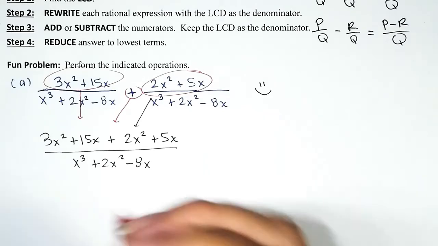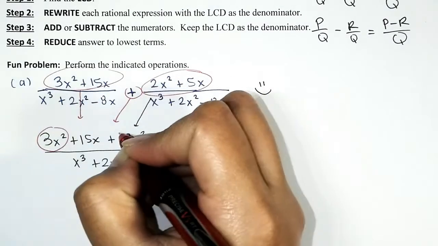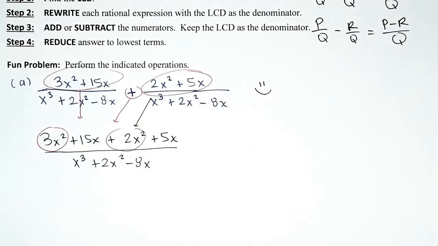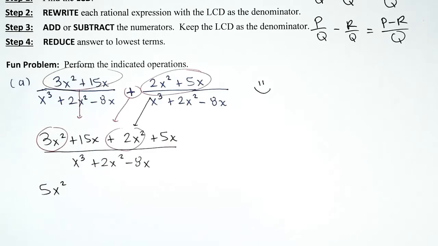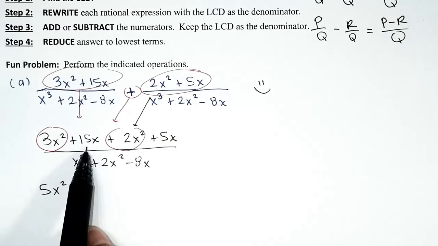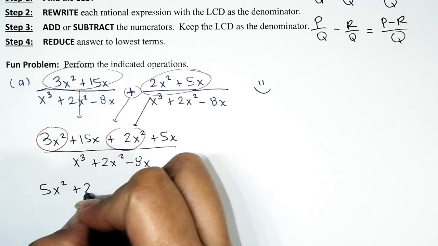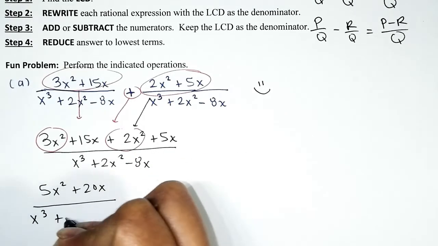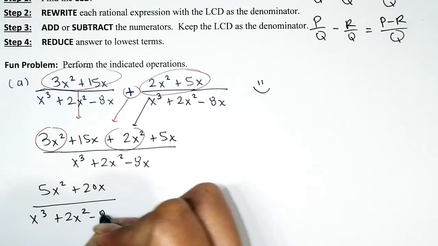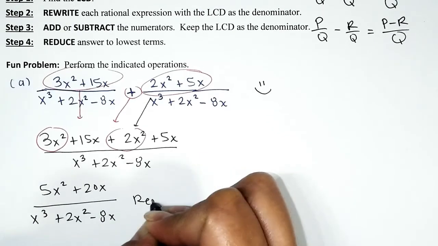Okay, looking at the squared terms, namely 3x squared and 2x squared, that will simplify to 5x squared. When we combine the regular x's, 15x plus 5x will give us 20x, and that's all over the denominator. Okay, give me a moment. So the question that I'm going to ask myself, is it reduced?